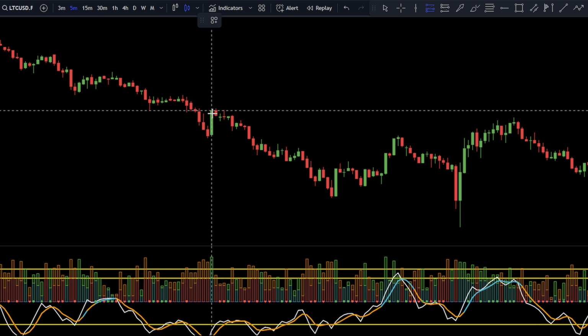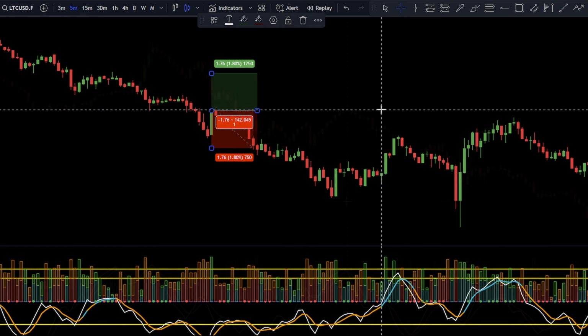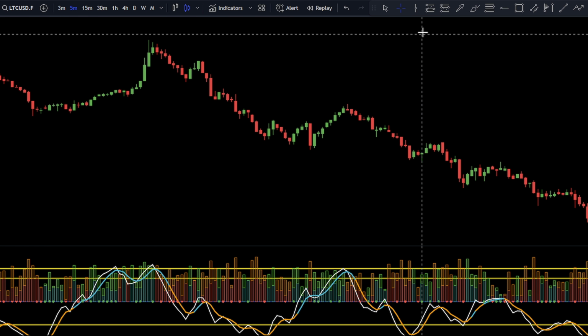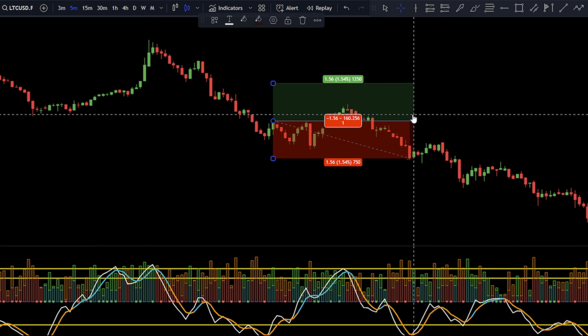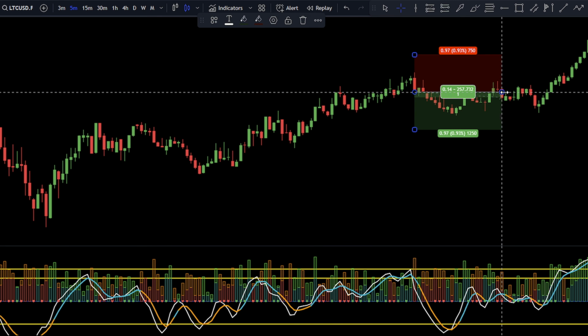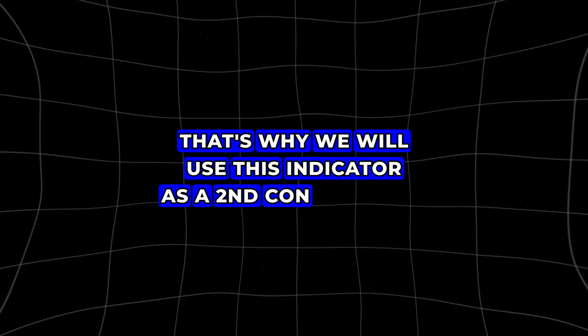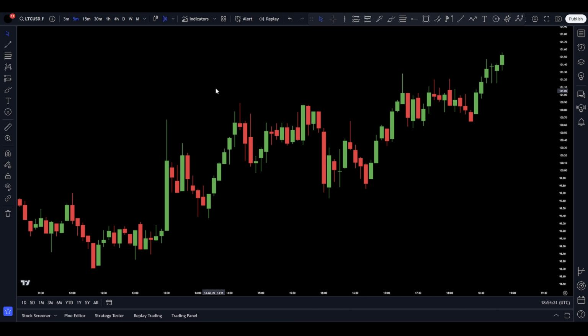Now that we've explored how this indicator works, it's important to note that using it alone may not be consistently profitable, as it can still produce false signals despite being a very good indicator. That's why we'll use it as a second confirmation tool in our strategy. So we're going to add the main indicator needed to make this strategy more reliable.